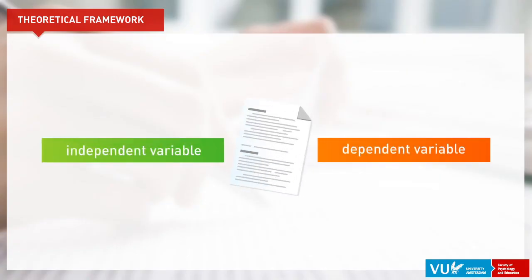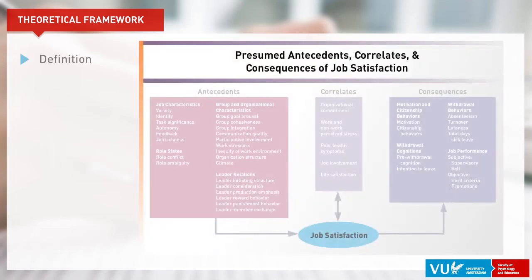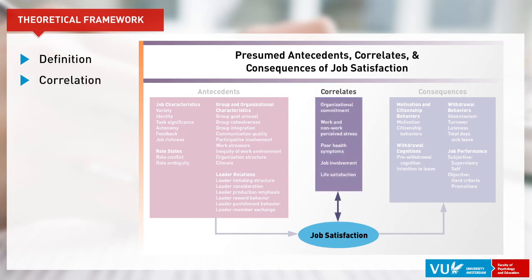While explaining your dependent and independent variables, discuss the following. Definition. Give a definition of your variable, preferably supported by a renowned author. When citing your definition, use the original language and use quotation marks. Correlations.